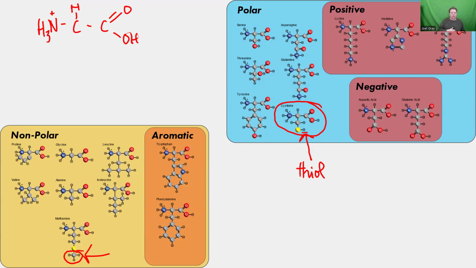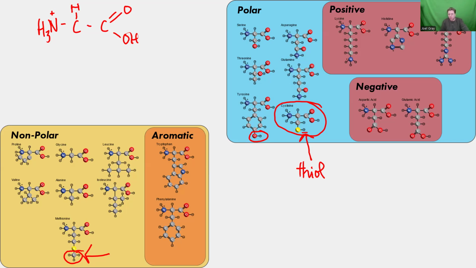So if something has an OH group, like tyrosine here, you'd think, okay, that's a polar group. You should think kind of the same thing when it comes to an SH. SH indicates that that group is polar because it's going to have some lone pairs of electrons. It's got a pole to it.